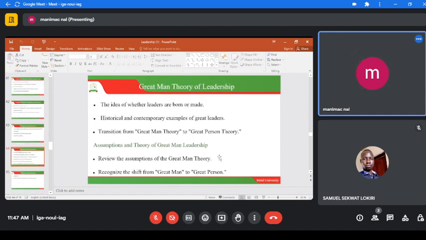Furthermore, we shall also look at the great man theory of leadership. The great man theory of leadership is the idea of whether leaders are born or made. So, historically and through contemporary examples of great leaders, we are saying that they are transitioning from the great man theory to a great person theory. The assumption of this theory is that we need to review the assumptions of the great man theory, and also we recognize that it shifts from great man to great person.